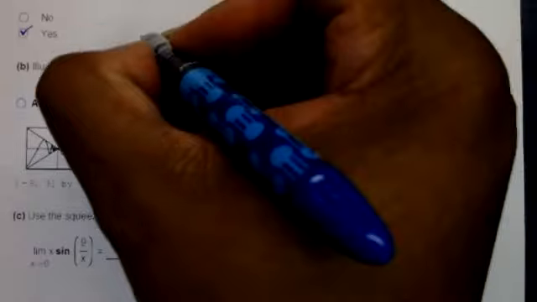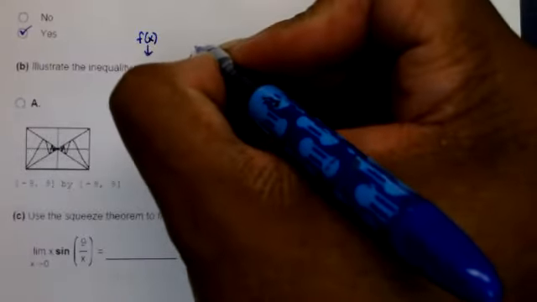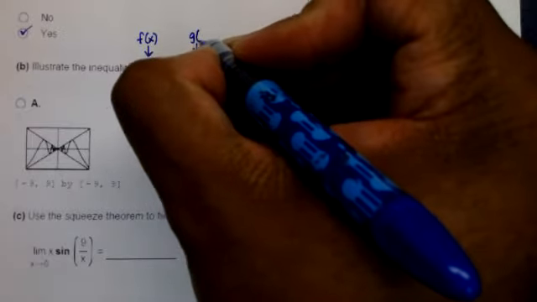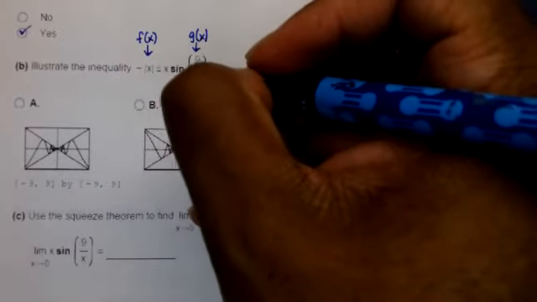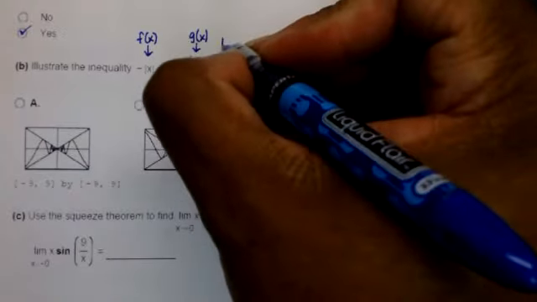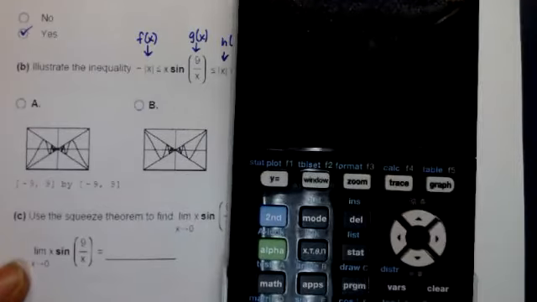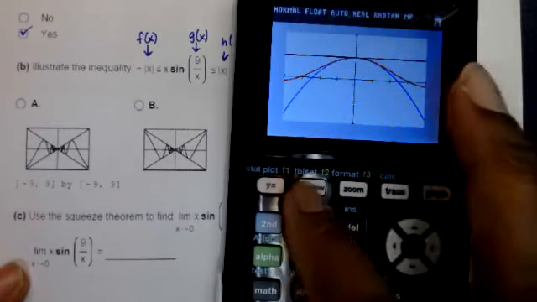By the way, on the left, the negative absolute value of x is f of x. Your g of x is the one in the middle, x times the sine of 9 over x, and then absolute value of x is h of x. I'm going to put all three of these in the calculator, so you can see what this is.